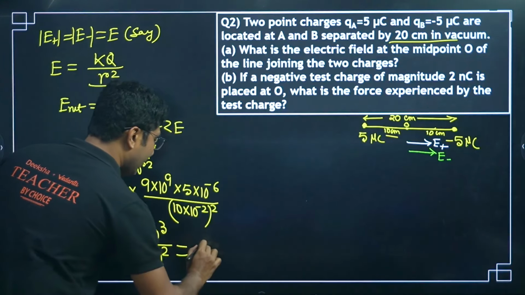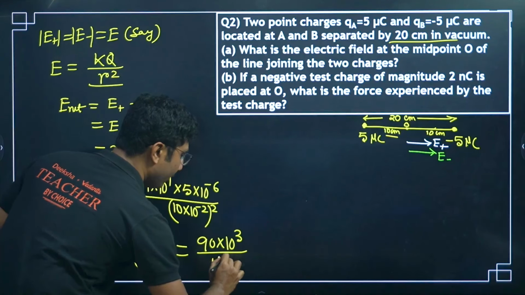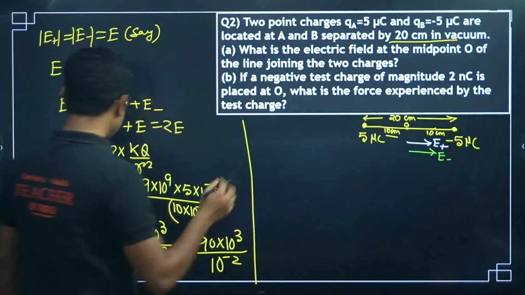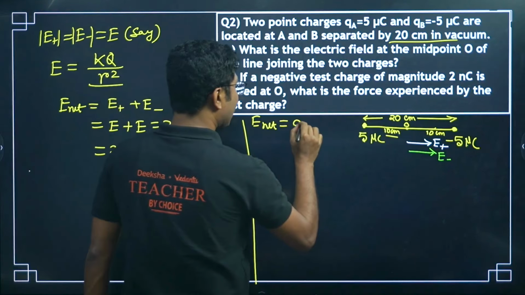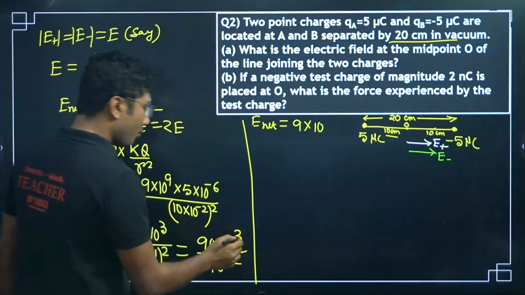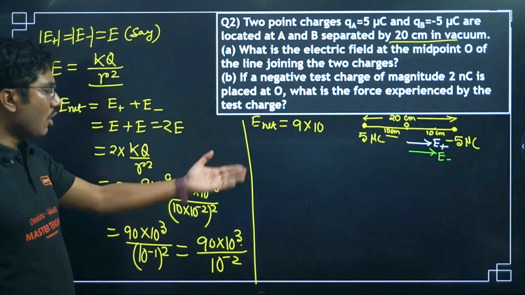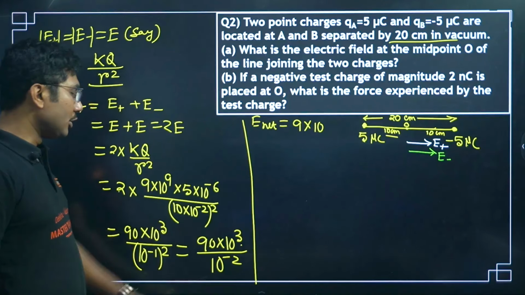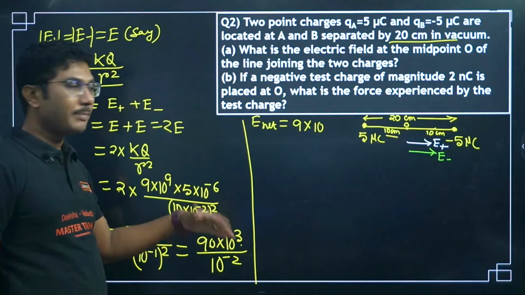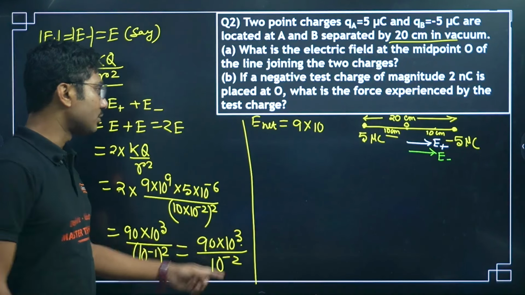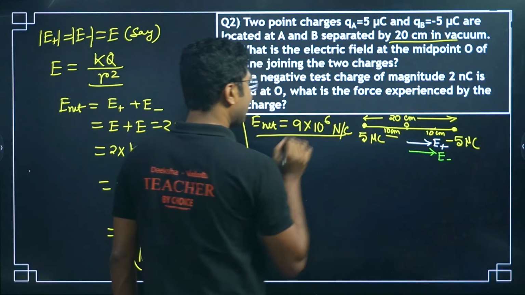So what will be the value? 90 into 10 to the power of 3 divided by 10 to the power of minus 2. So that means E net equals 9 into 10 to the power of 4. I have taken this 0. So 9 into 10 to the power of 4 and plus 2, once you take this in the numerator. If you take this from denominator to numerator, the 10 to the power minus value will become plus. So 10 to the power of 4 plus 2, that is 10 to the power of 6, and the unit of electric field is Newton per Coulomb. So this is the net electric field.